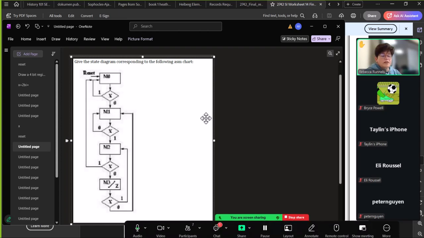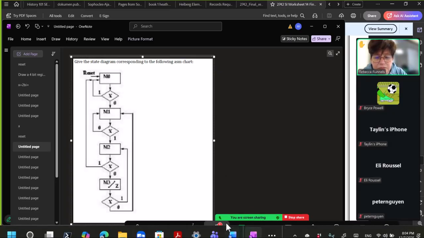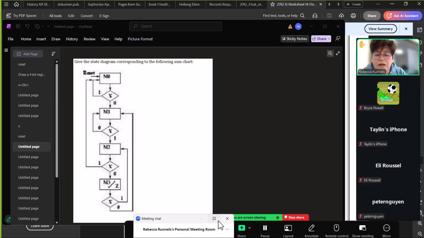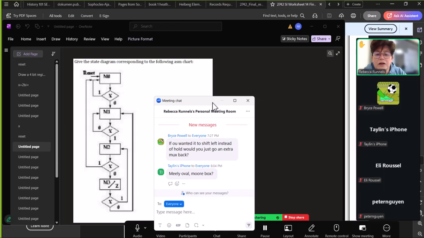Oh, there was a question in chat. Okay, hold on. Mealy, oval; Moore, box. Correct. So for Mealy, if the output is 1, you'll see an oval somewhere. For Moore, if the output's 1, it'll be listed in the box for the state where that output is 1.